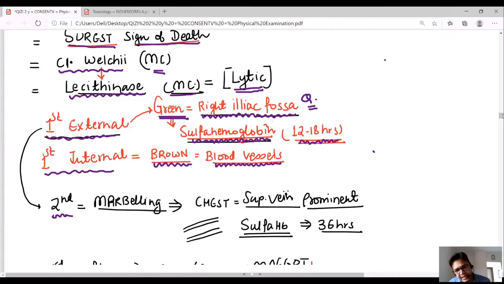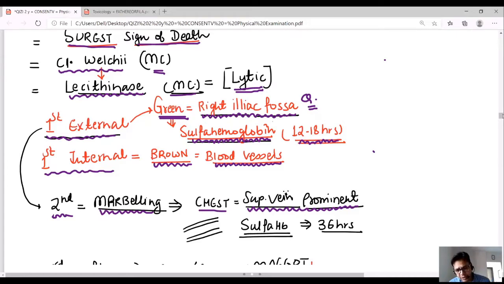Now come to the second change, my dear friend. The second change of decomposition is marbling. Now this question comes, sir: what is marbling? Marbling is seen in the chest area. Your superficial veins in the chest area become prominent.